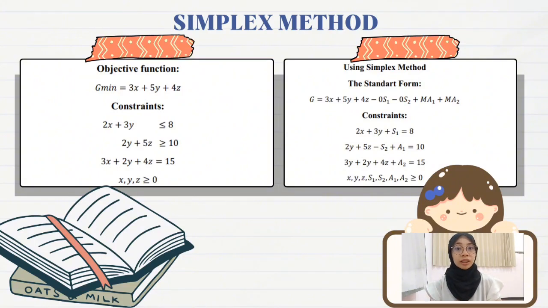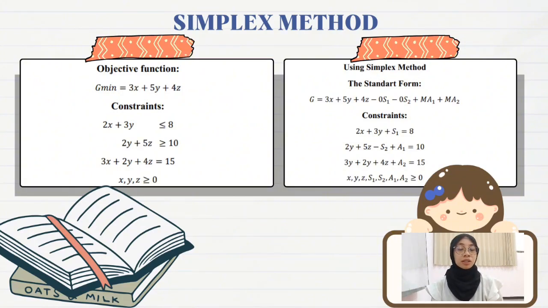Next, let's go through them one by one. For the constraint 2x plus 3y less than or equal to 8, since it's less than or equal to, we add a slack variable s1. This becomes 2x plus 3y plus s1 equal to 8. For 2y plus 5z more than or equal to 10, we subtract a surplus variable s2 and add an artificial variable a1. Now we have 2y plus 5z minus s2 plus a1 equal to 10.